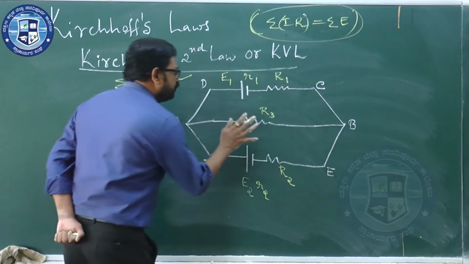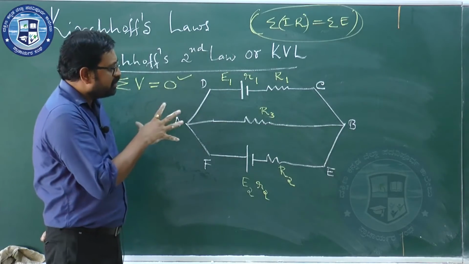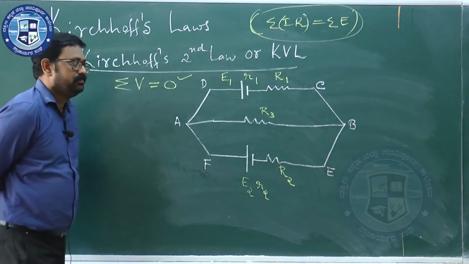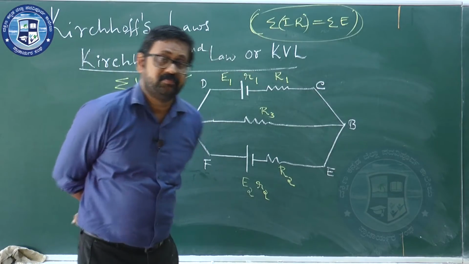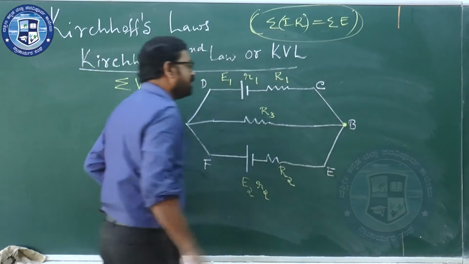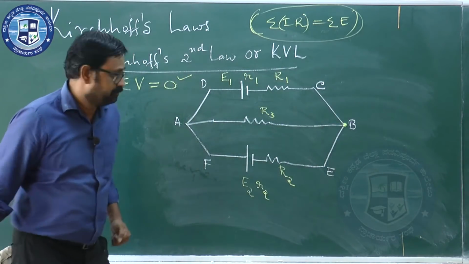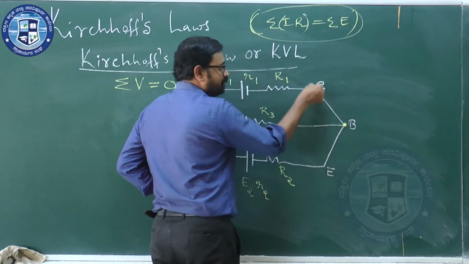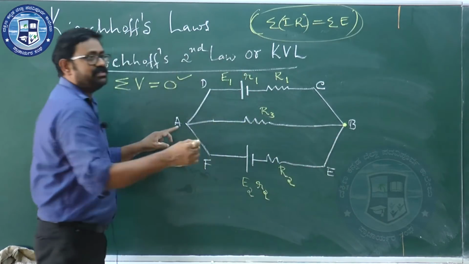When a circuit is given to you like this, first of all you should identify how many branches are there in the circuit. Best logic to find out how many branches are there: you position yourself at a node. Can I call B as one of the nodes? Of course, even A is also one of the nodes. If you stand at B, don't you think that here there is one path, here there is one path, here there is one path to reach A?